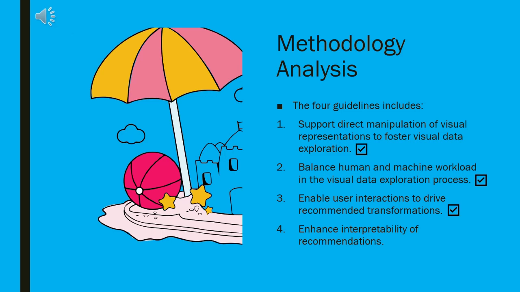The fourth guideline is enhancing the interpretability of recommendations. It is satisfied because the mechanism of the recommendation engine makes decisions based on the property relations of changed data. So, all 4 guidelines are satisfied.